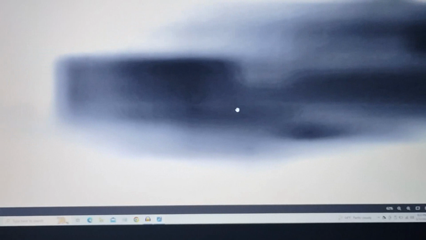Here is this UFO section. You tell us, what do you think this was?